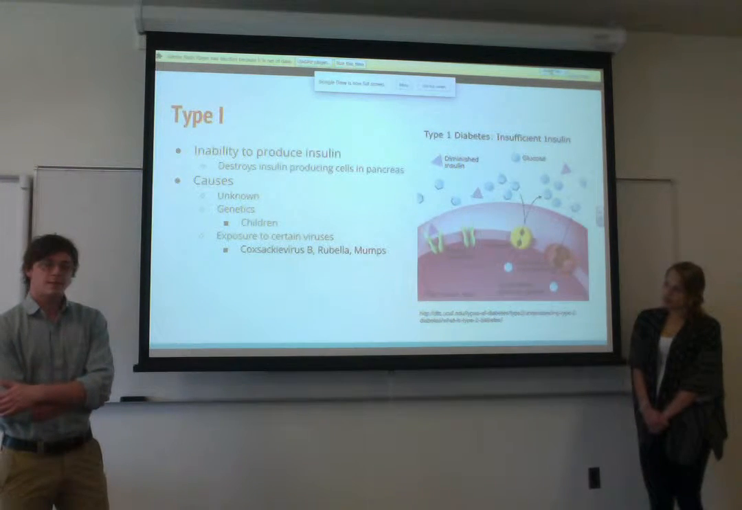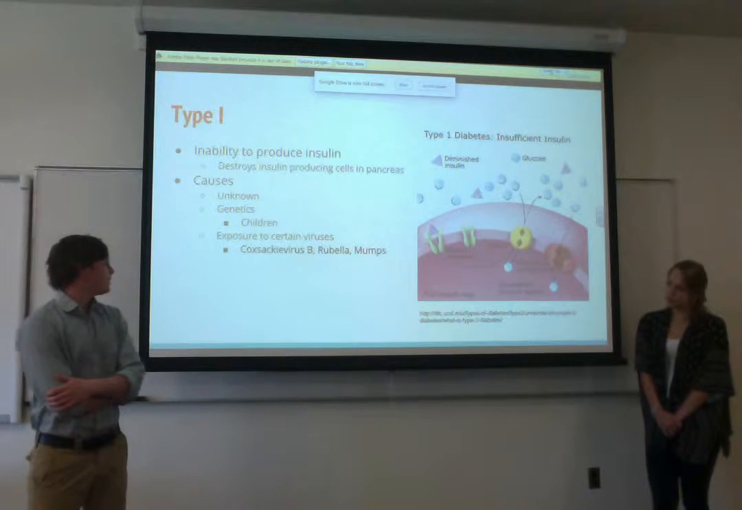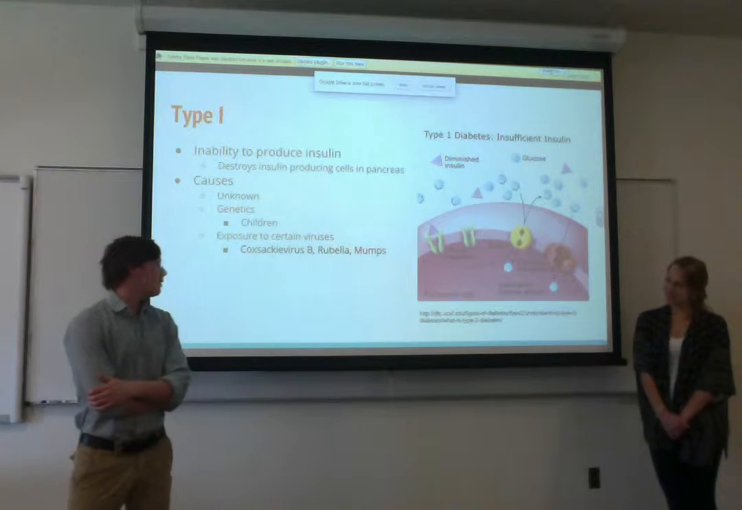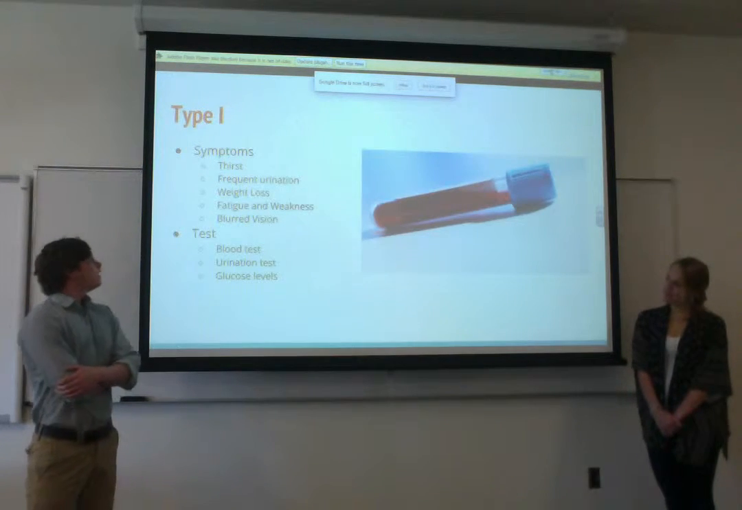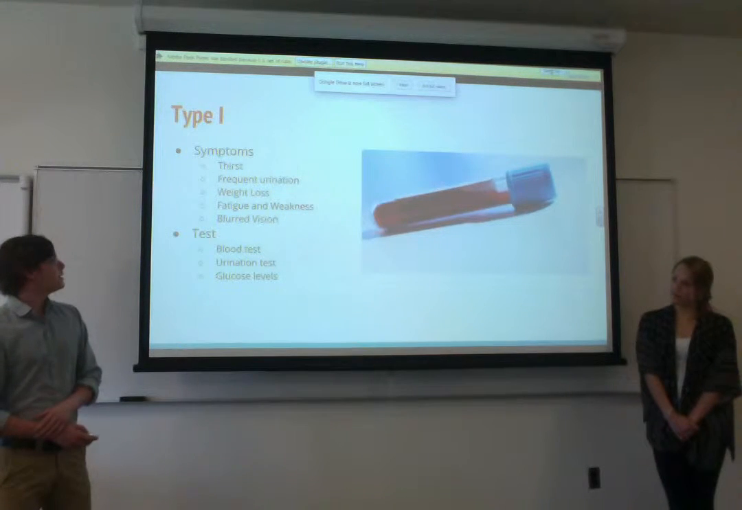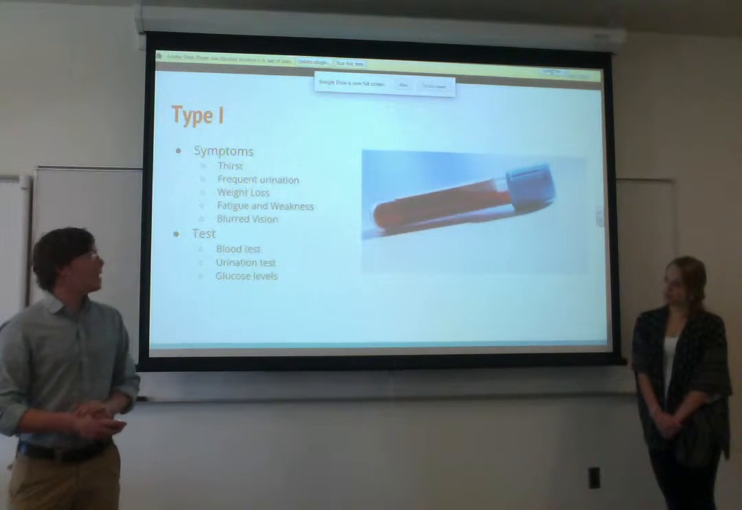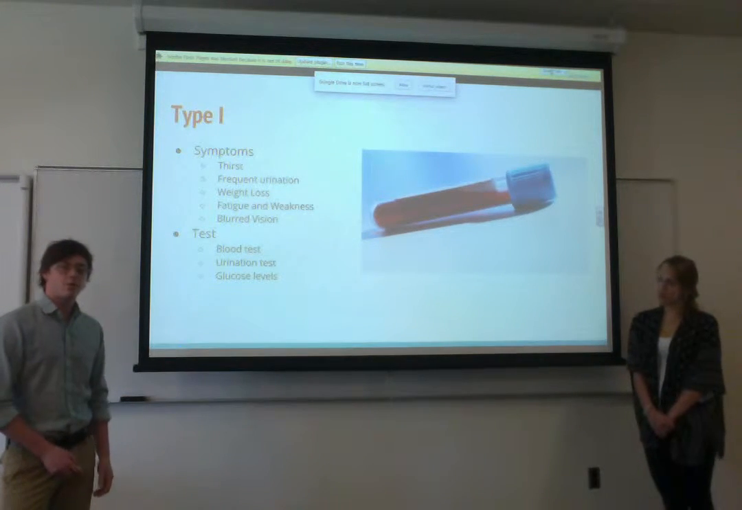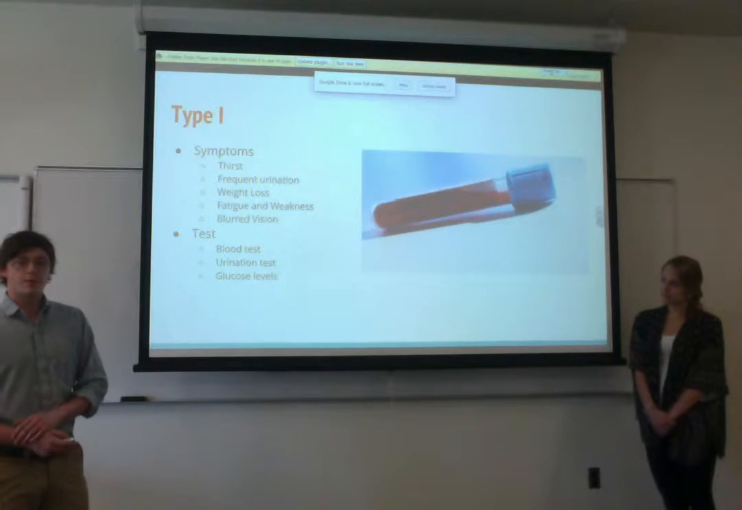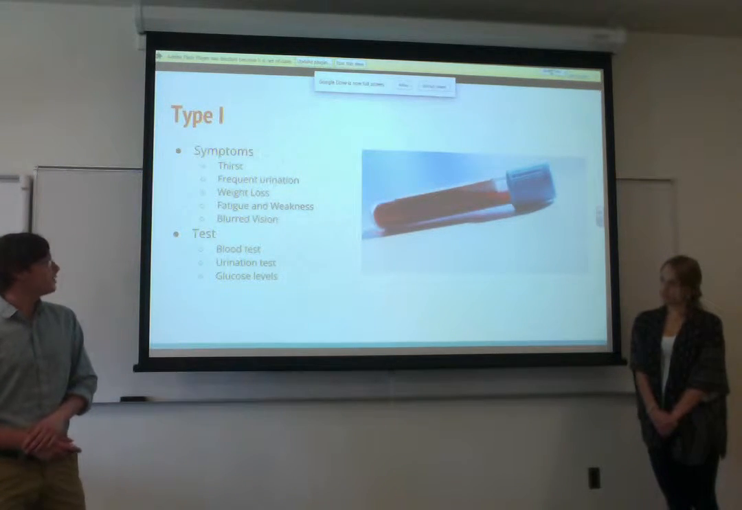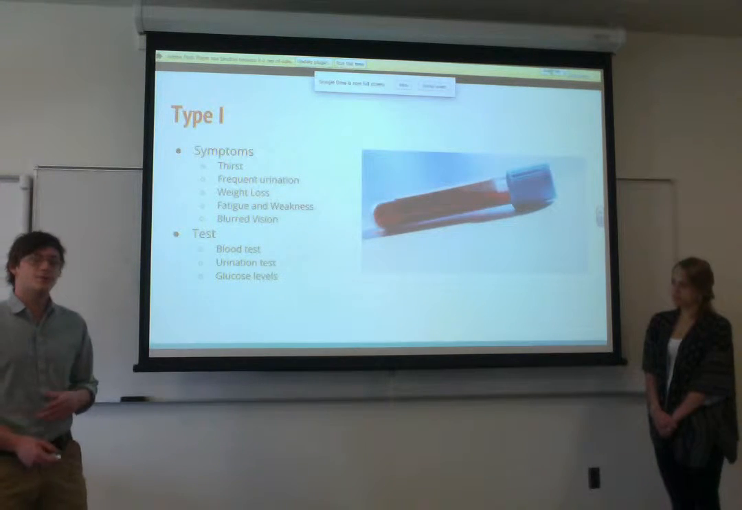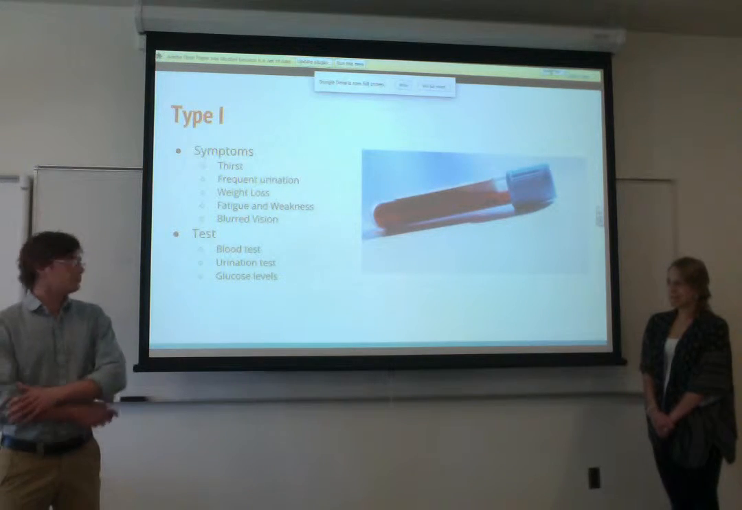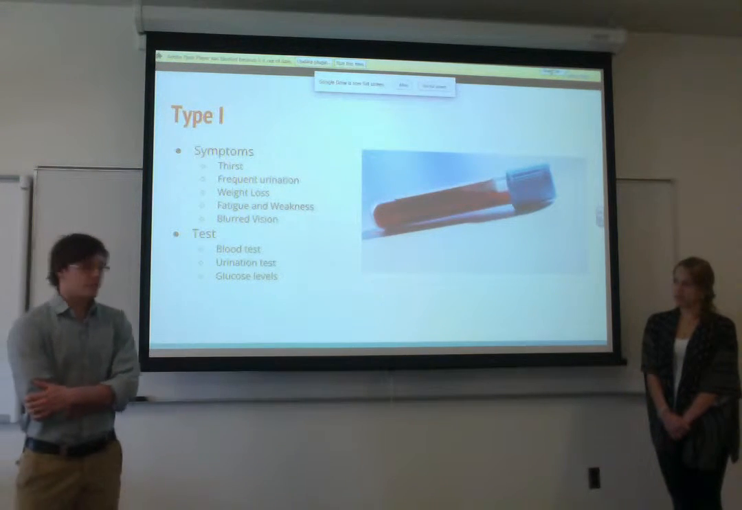It's been known that you can get this from exposure to certain viruses, and these viruses are Coxsackie virus B, rubella, and mumps. Some of the symptoms of type 1 diabetes are thirst, and it's an excessive thirst, not just like after a soccer game being thirsty. It's constantly throughout the whole day, and you never seem like you can quench that thirst. The second one is frequent urination, and that goes hand in hand with thirst. If you're going to be drinking that much liquid, you're going to have to urinate a lot. Weight loss, fatigue and weakness, and blurred vision.